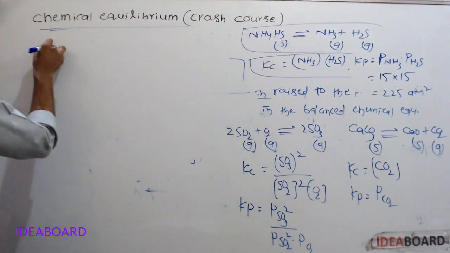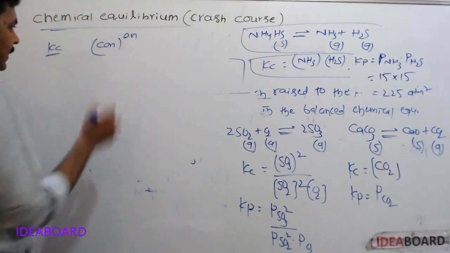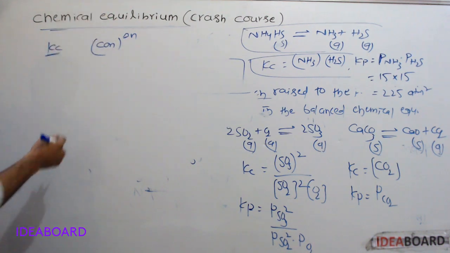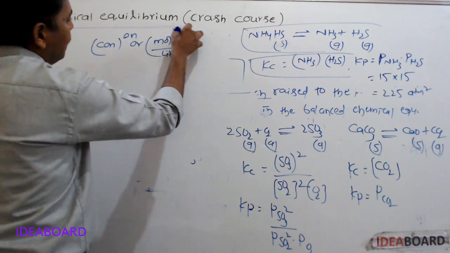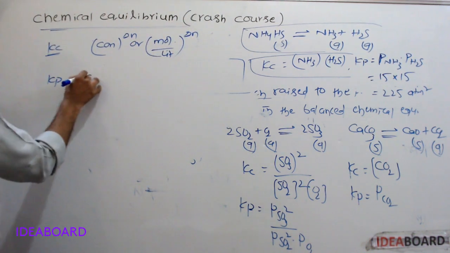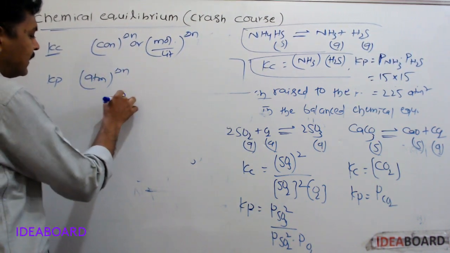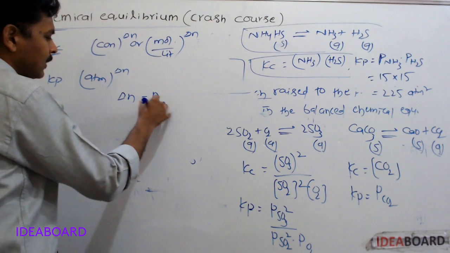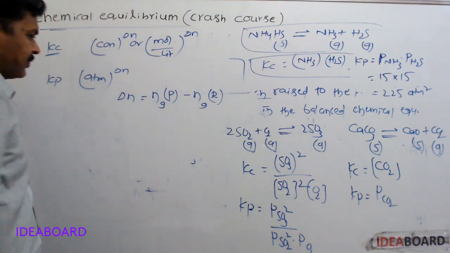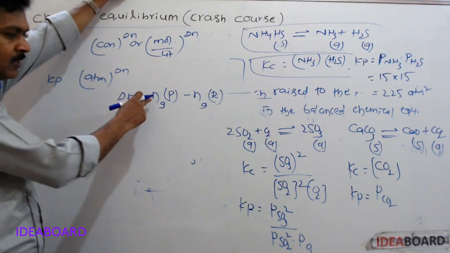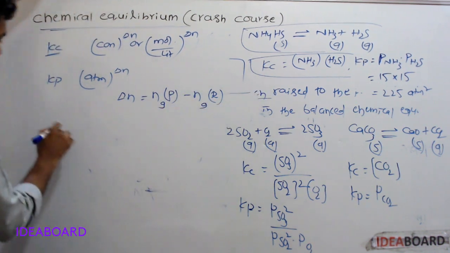Next, units. Units of Kc: concentration power delta n. Here concentration means moles per liter, so moles per liter power delta n. Units of Kp: atmosphere power delta n. This delta n is nothing but the number of moles of gaseous products minus the number of moles of gaseous reactants.